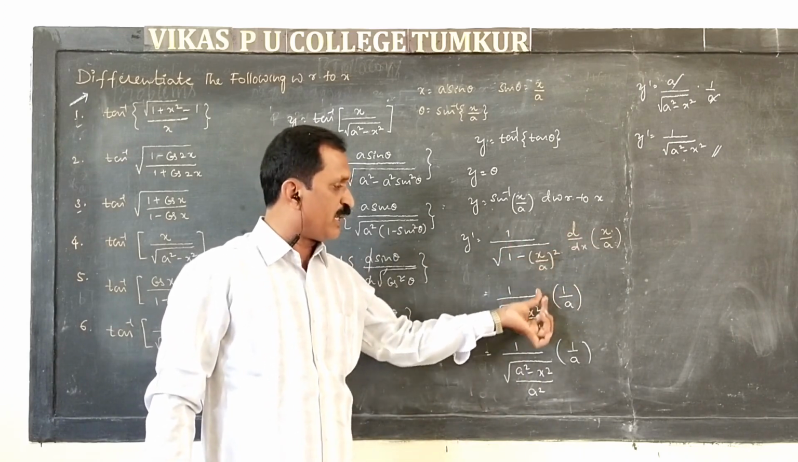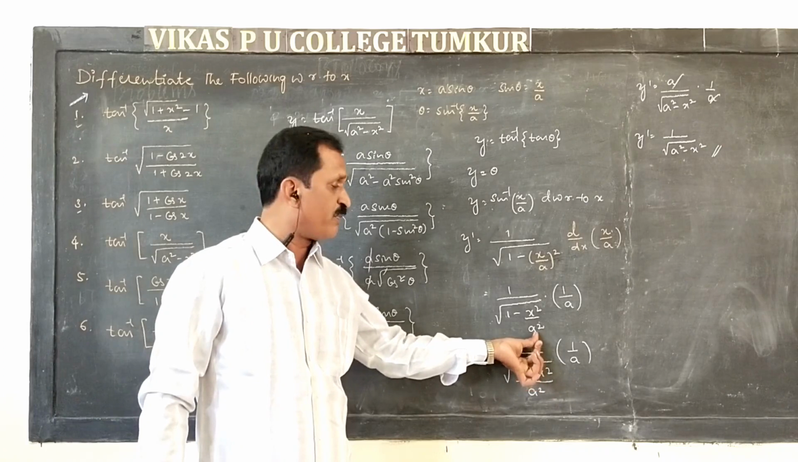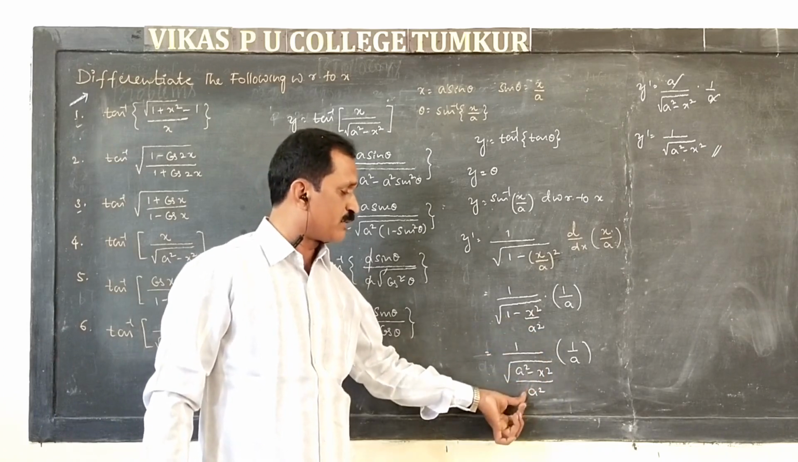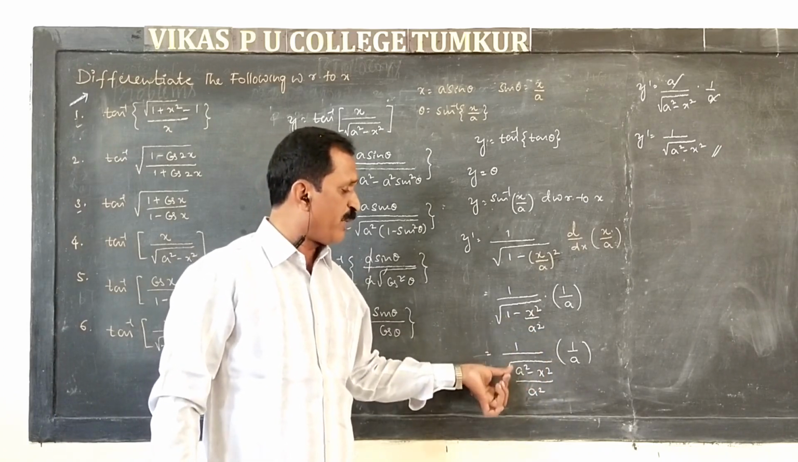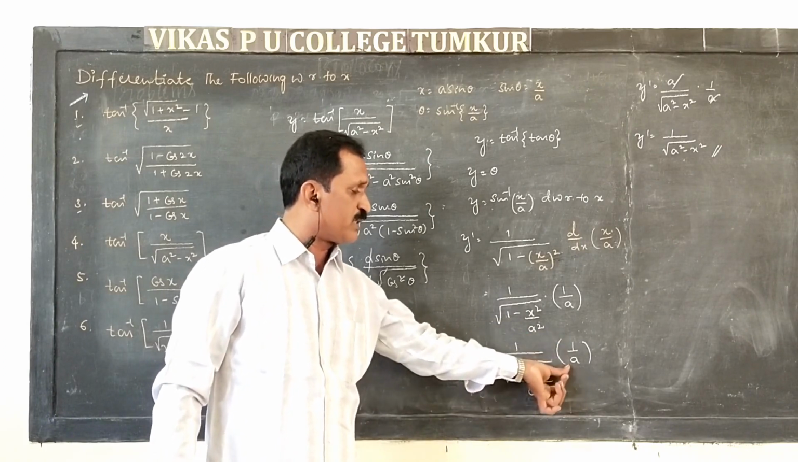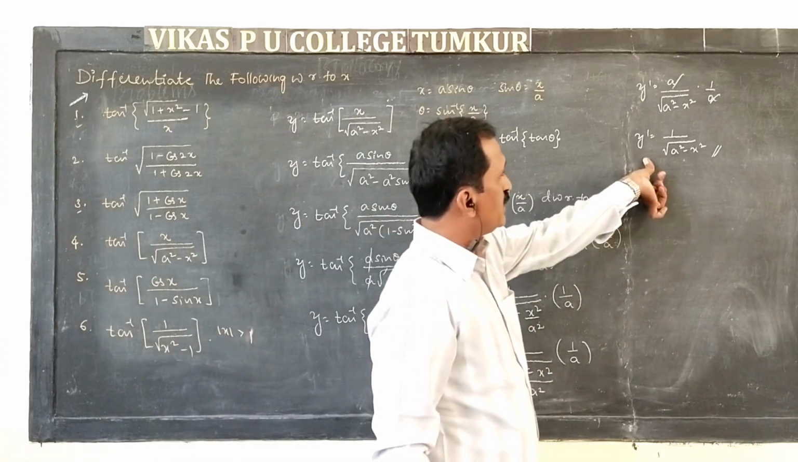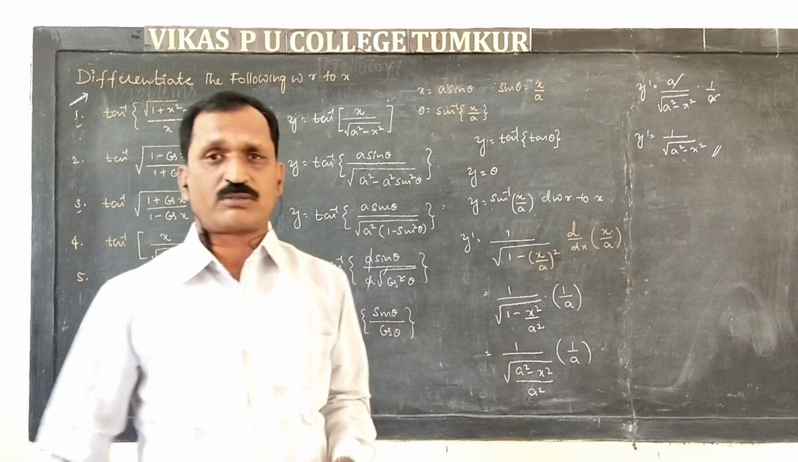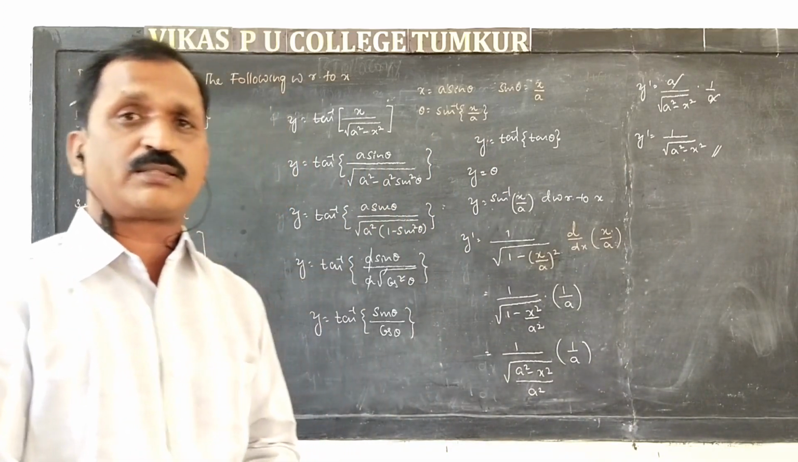Take it as x square by a square, LCM: a square minus x square by a square. The numerator: a by root of a square minus x square into 1 by a. A cancels. y dash is 1 by root of a square minus x square. That's all. Right? Okay.